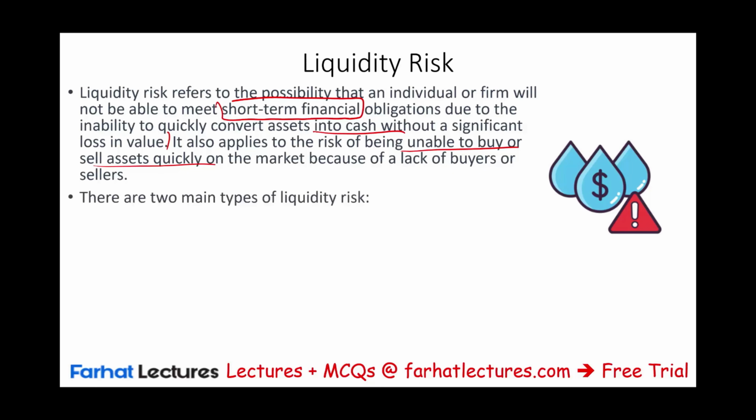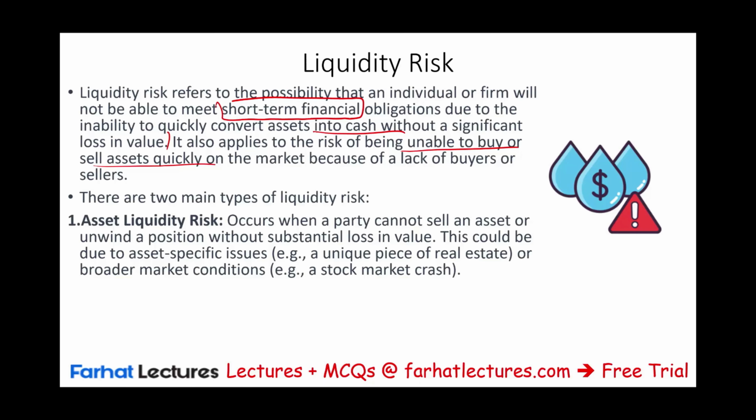And there are two types of liquidity risk. One type is called asset liquidity risk. You have the asset, you can sell it, but if you sell it, you're going to incur losses. It occurs when a party cannot sell the asset or unwind a position without substantial losses. That could be due to asset-specific issues, like a unique piece of real estate, or broader market conditions, like a stock market crash. A case in point here is Silicon Valley Bank.